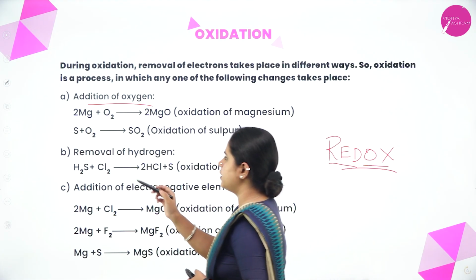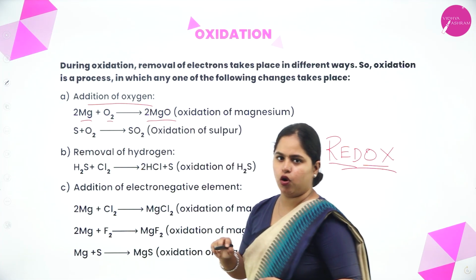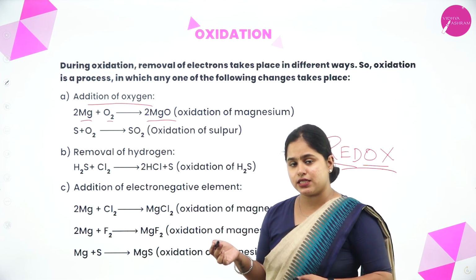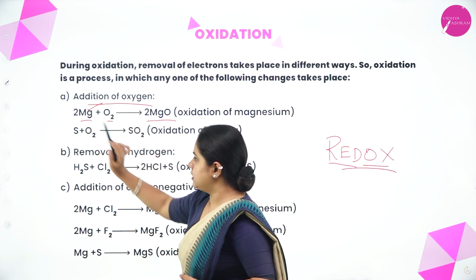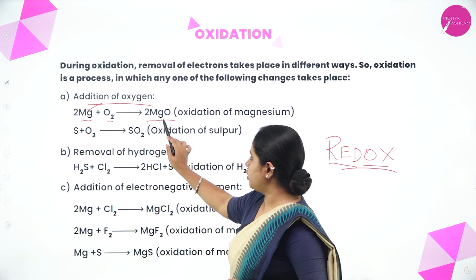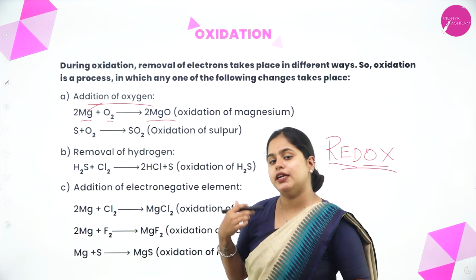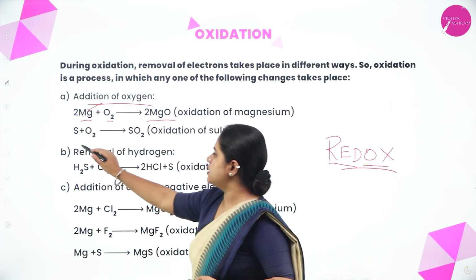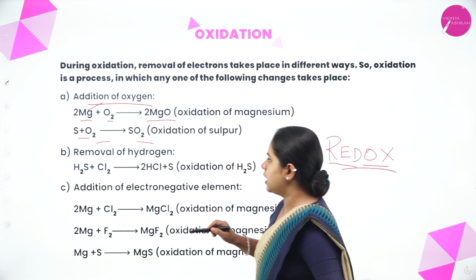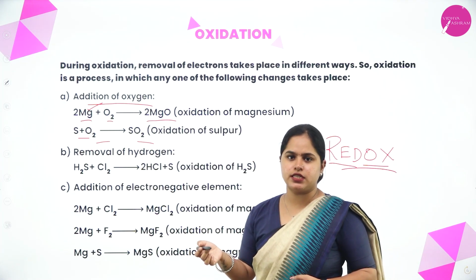One example is given here: magnesium, to which oxygen is added, we get magnesium oxide. So what is getting oxidized here? Magnesium is getting oxidized. You can see here it is just the magnesium, and in the product you can see to magnesium oxygen is also added. So what is happening? Addition of oxygen, and magnesium is getting oxidized, right? The next one is sulfur plus oxygen gives sulfur dioxide. Here also oxidation of sulfur is happening.